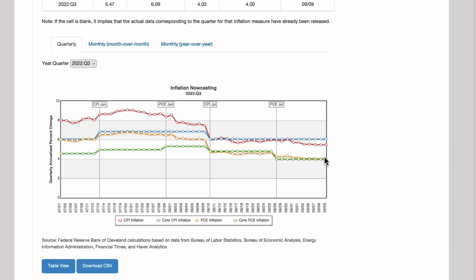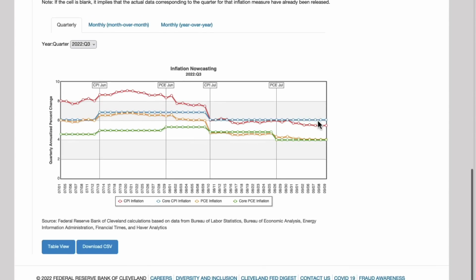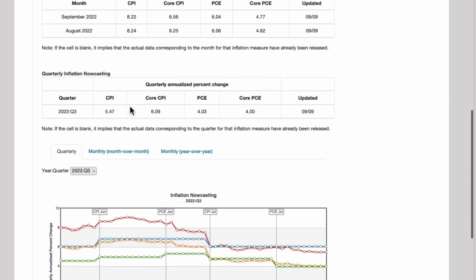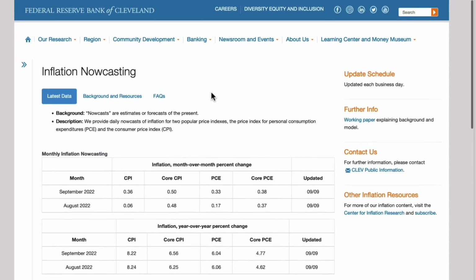If it did drop that quickly, it wouldn't be called sticky. There would be no name for it. It would all be flexible. That's why it's called sticky. So you can download some of this data here if you want to play with it a little bit more.